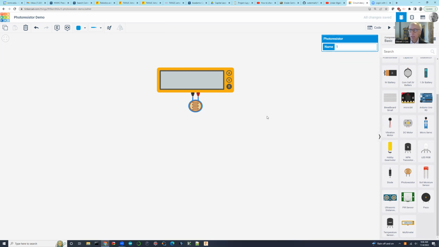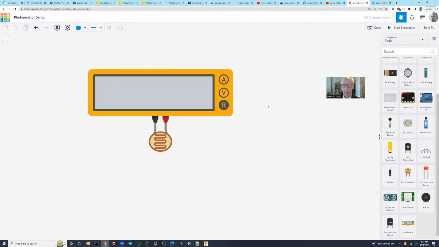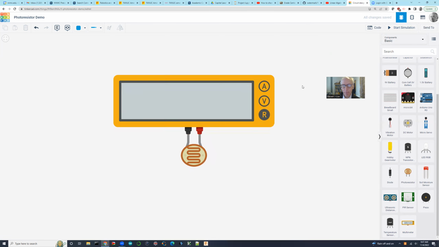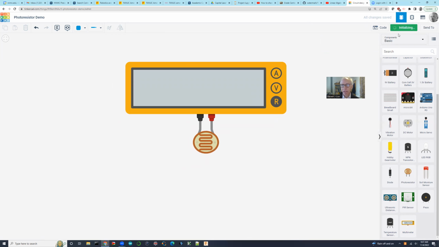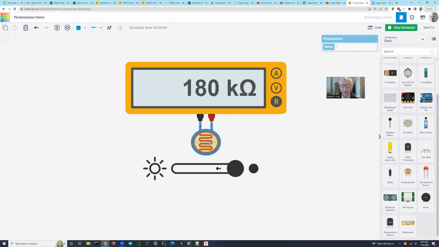So now when I begin to start my simulation, the photoresistor will come alive, and it'll wait for me to adjust the amount of light that it sees in the cloud, of course. Let me zoom in a little bit so we get a better picture of what's happening. I'll press start simulation, and right now it's seeing 180 kiloohms of resistance, and that's because it's sitting in the dark.